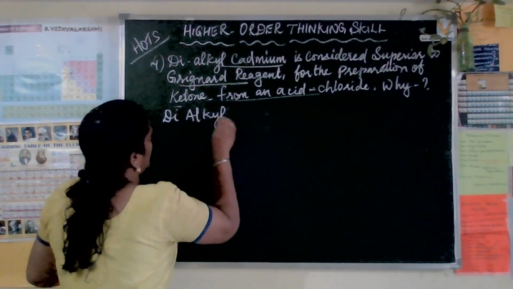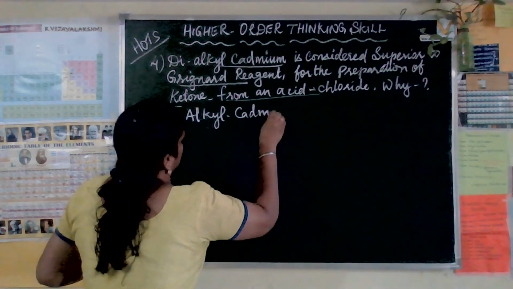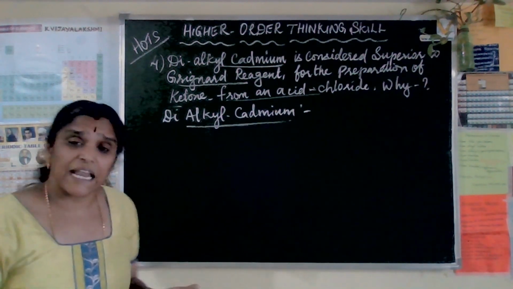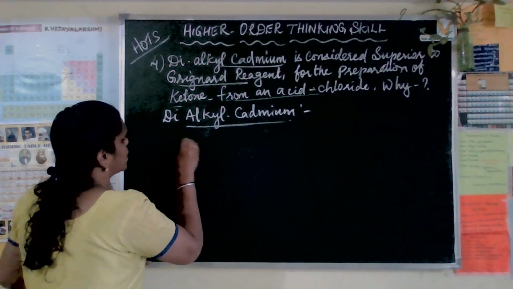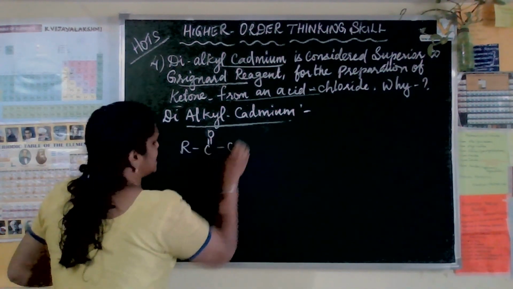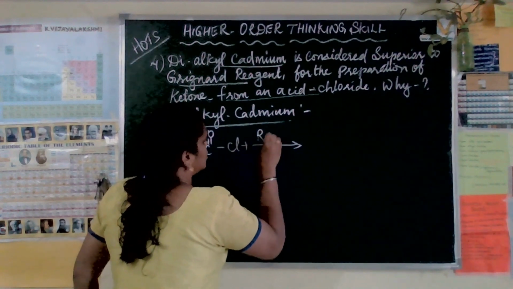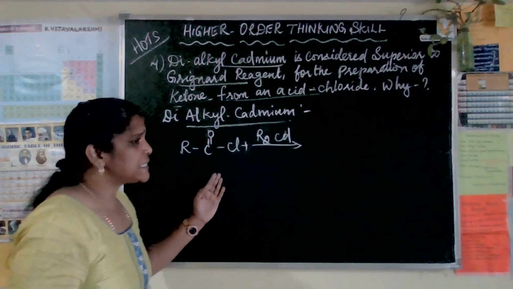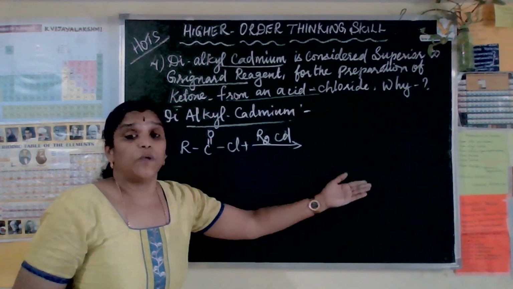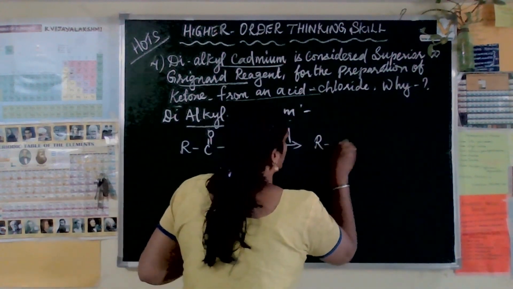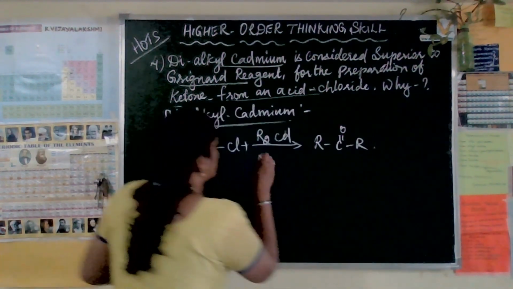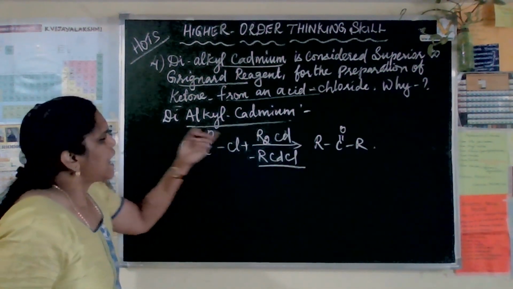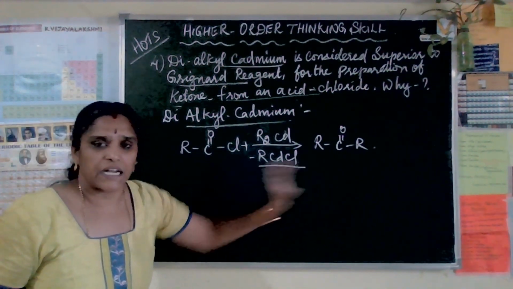Dialkyl cadmium. Dialkyl cadmium is actually less electropositive. From an acid chloride, C double bond O Cl, the acid chloride combines with R2Cd, dialkyl cadmium. Now what happened? The acid chloride is converted directly into ketone, C double bond O R. Here RCdCl is released. Yes, dialkyl cadmium is superior, directly you are getting ketone.